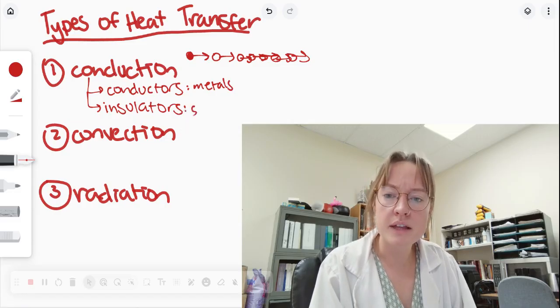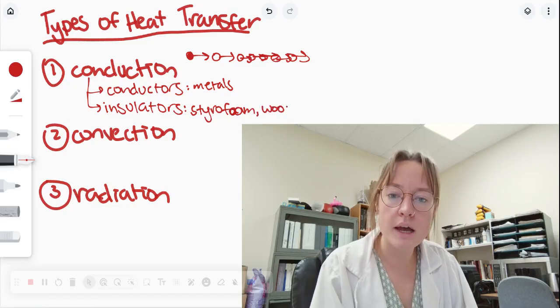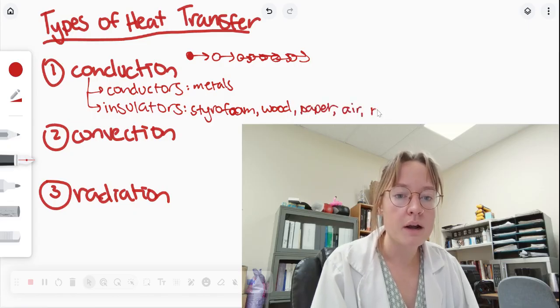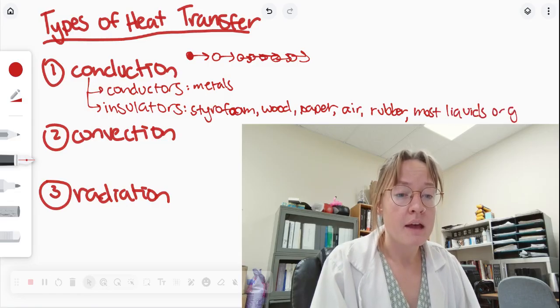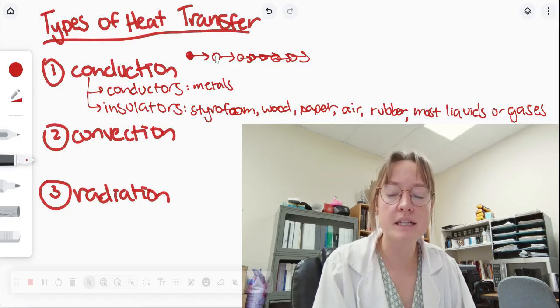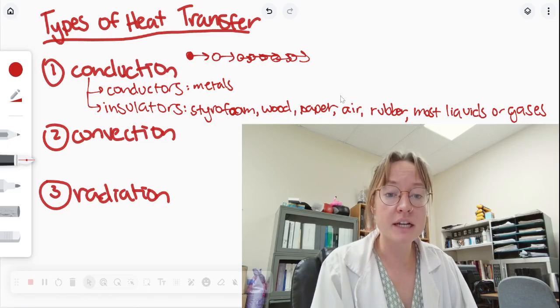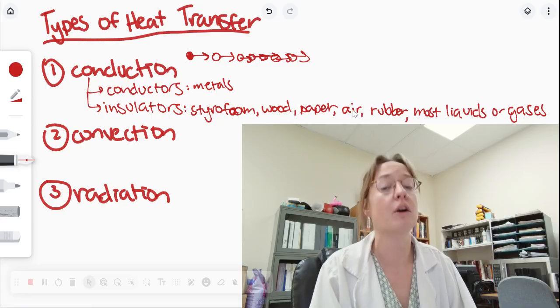Good examples of insulators are things like styrofoam. Whoa, foam. That's an O, by the way. Styrofoam, things like wood or paper or air or rubber or most liquids and gases. Those are all examples of good insulators, some for different reasons than others. Styrofoam is a very good insulator because its molecules are all very rigid and kind of stuck where they are, so that makes it a very good insulator. Air is a very good insulator because its molecules are all very spread out. And being so spread out, it's really, really hard for one to run into the next.